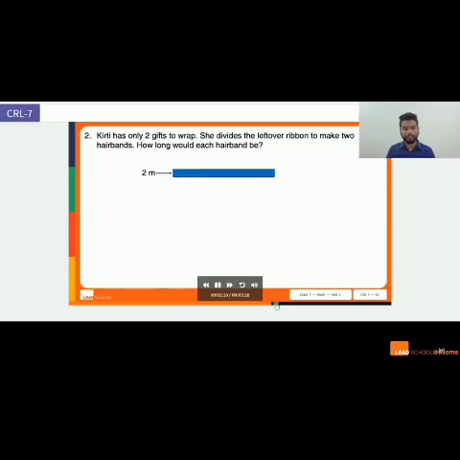Let's look at this question. Kirti has only 2 gifts to wrap. She divides the leftover ribbon to make 2 hairbands. How long would each hairband be?